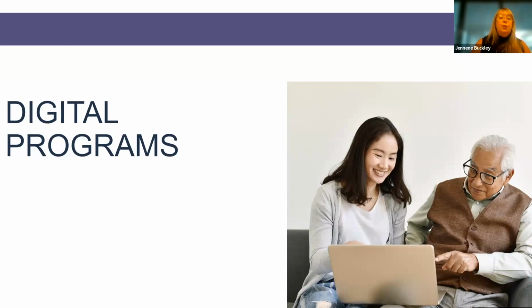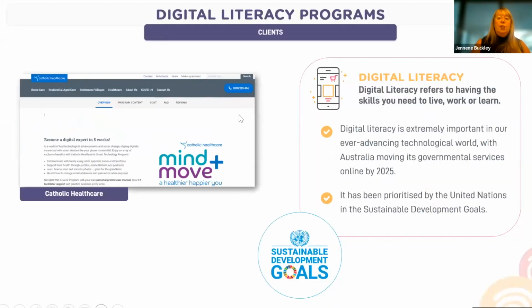A number of examples of where programs have been established simply to build the IT capability and capacity for older people, the ability for them to enjoy the internet and use it like we take for granted every day: online shopping, online banking, contacting people through video calls, and using modern communication, messaging and emails to reduce the technology gap that may exist for some older people who haven't had that confidence.